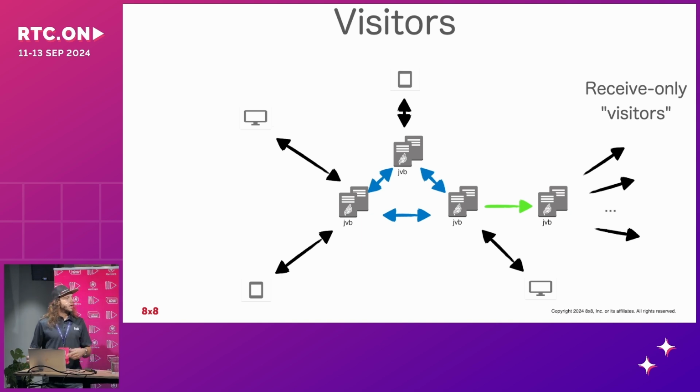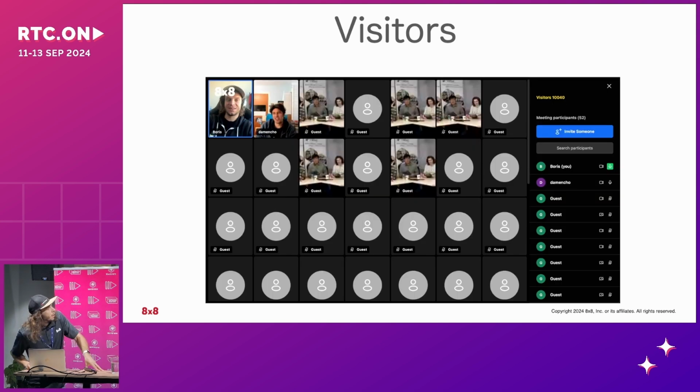So we're doing a multi-level scheme where the receive-only endpoints have their own second-tier SFUs that they connect to. And then the green connection there is one-way. So we know that this is easier to manage. With this, we have synthetic tests with up to 10,000.